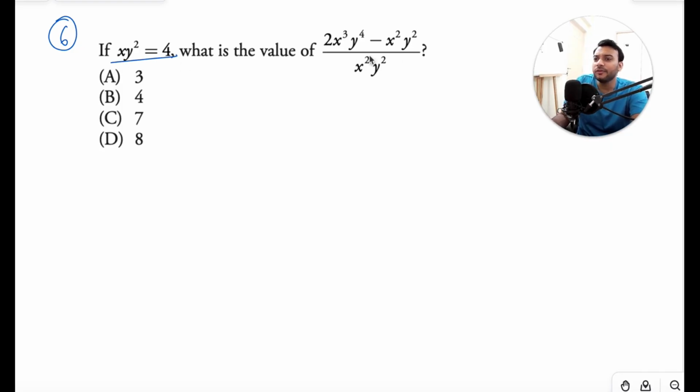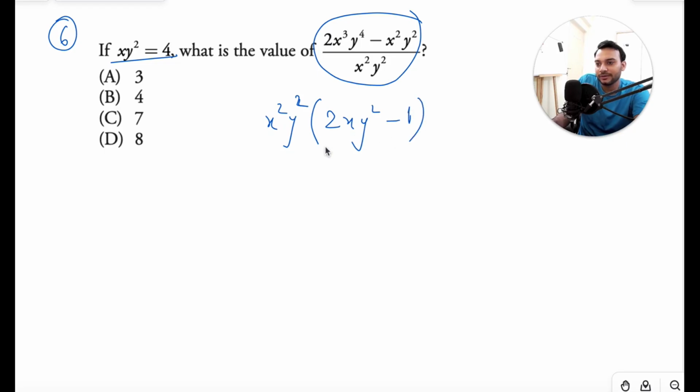Before solving this directly or trying to put in the values directly, first identify what factors are common in the numerator and denominator and cancel them. We can see that x squared y squared is common in the numerator as well as the denominator. Take x squared y squared outside in the numerator. Inside you're left with 2xy squared minus 1, over x squared y squared. Cancel these two. 2xy squared is 2 times 4, which is 8, and 8 minus 1 is 7. Option C, this is the correct one.